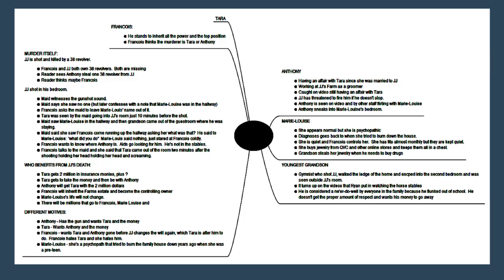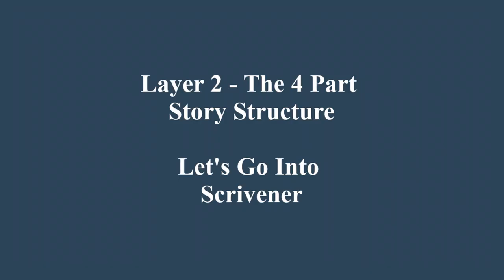Here is an example of a storyline from my book entitled Forewarned but Unheeded. On the left-hand side, you can see a section named JJ Shot in His Bedroom. Under that, you will see all the elements that are needed for the story at that point. You can pause the video if you want to take a closer or longer look. So once you have this storyline with a brief outline, it's time to go into Scrivener, and there we will begin with layer 2.